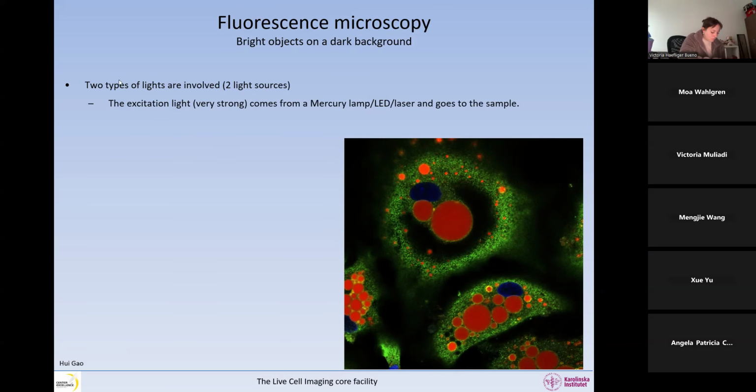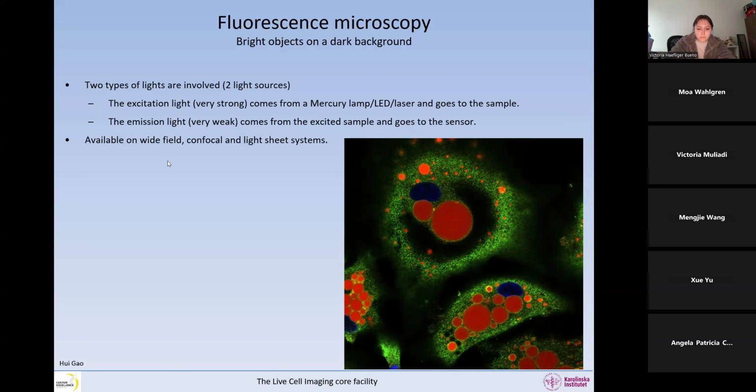The excitation light is very, very strong, and it can come from different light sources. It can come from a mercury lamp, it could come from LEDs, or it could come from a laser, and it goes to the sample. But the emission light is very weak compared to the excitation light, and it comes from the excited sample, and then it goes towards the sensor. Okay, so here we have the excitation light path, and here we have the emission light path.